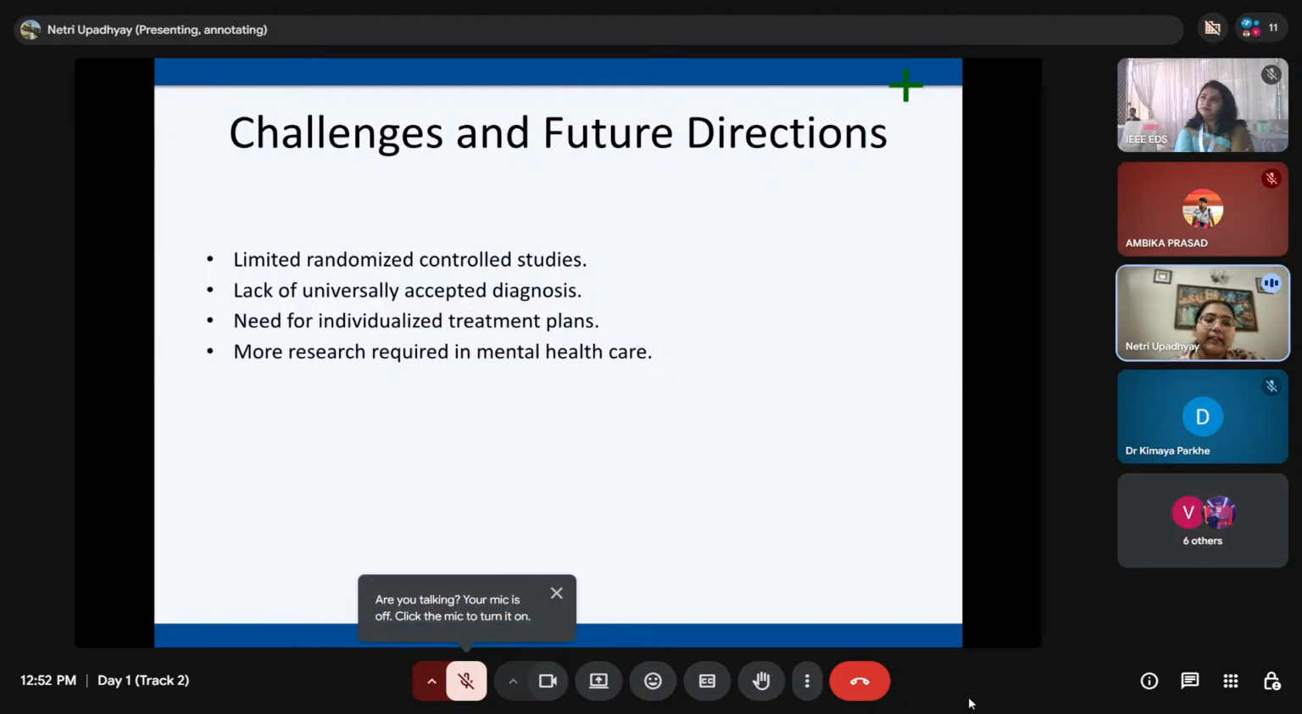As for the challenges and future directions, as of today, there are limited randomized control studies. There is a lack of universally accepted diagnosis. There is always a need for individualized treatment plans to treat patients better, and more research is required in the area of mental health care.